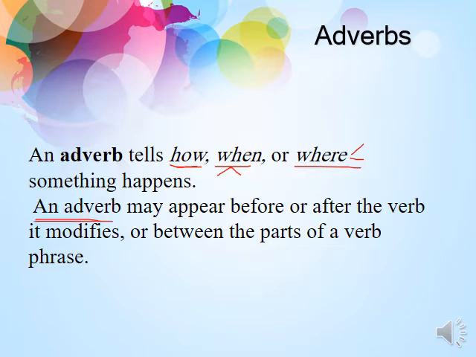An adverb may appear before or after the verb. Why? Because it modifies the verb. So the adverb can appear in the sentence after or before the verb it modifies, or between the parts of a verb phrase. So if I have a verb phrase like will go, for example, or are doing, so I have two verbs in the verb phrase, a helping verb and a main verb. Sometimes the adverb appears in the middle or between the two parts.